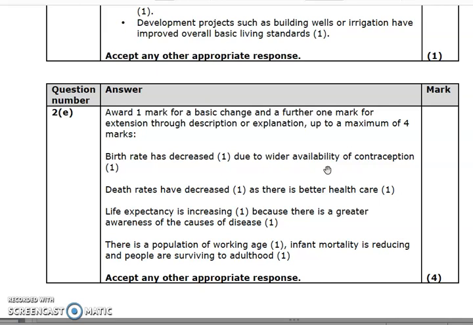So this is the end of part 1. In part 2 we'll look at the longer 8 mark question.